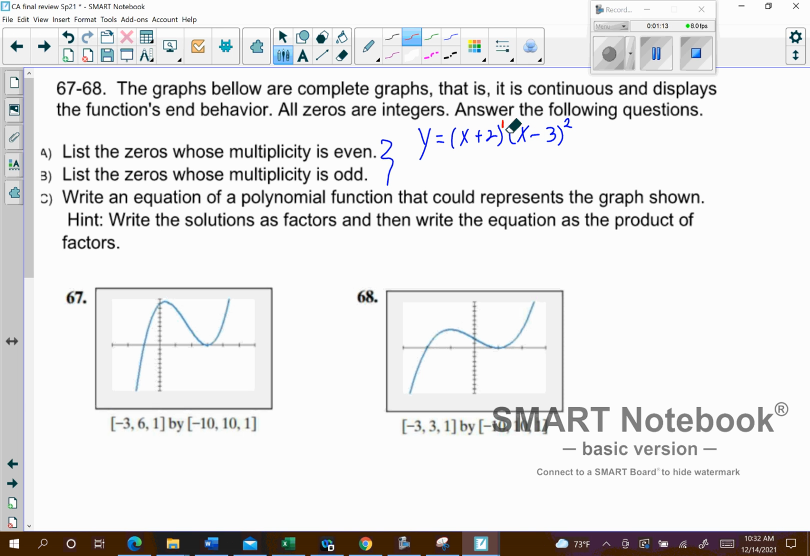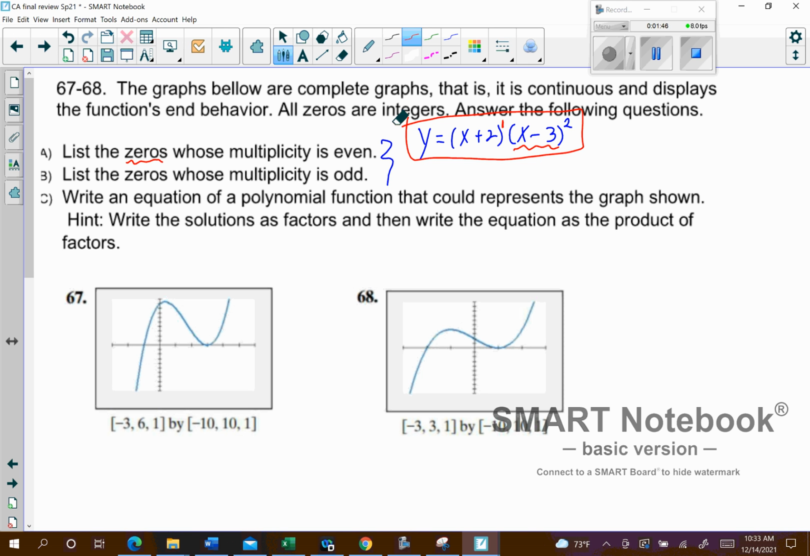So in this example right here, my even multiplicity would be right here, and that solution would be 3 though, because the solution is asking you what would make the factor equal 0. That's why we call them zeros, okay? So the even multiplicity would be for the solution of 3, and the odd multiplicity solution would be a negative 2 for this example that I created right here.